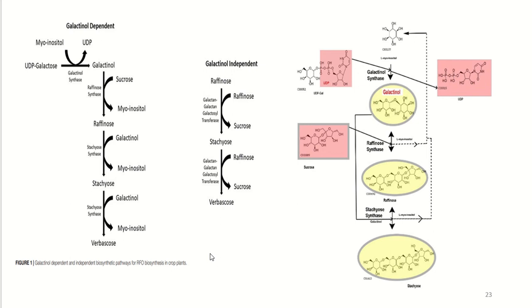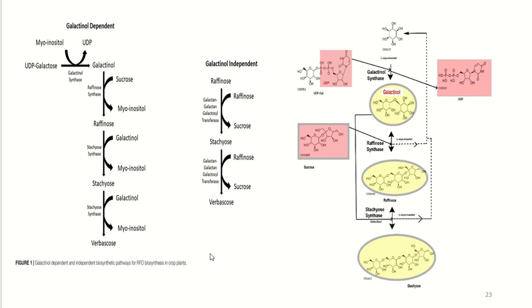Galactinol further, with myoinositol, is formed with the stachyose synthase, and stachyose is formed. Similarly, after stachyose, with another addition of galactinol, you will find verbascose. So galactinol independent and galactinol dependent, two pathways are operating. Generally galactosyltransferase is involved in raffinose to stachyose and stachyose to verbascose. So you have to remember RSV.